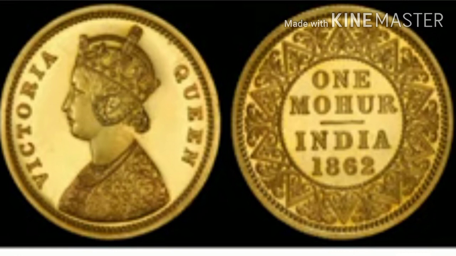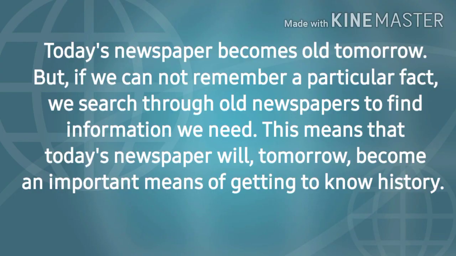Now look at this golden coin. To the left hand side we can see an imprint of Victoria Queen. And to the right side, what is written there? One Mohar, India 1862. Means this is showing the period before our India got independence. These all different things help us to learn more about our history.